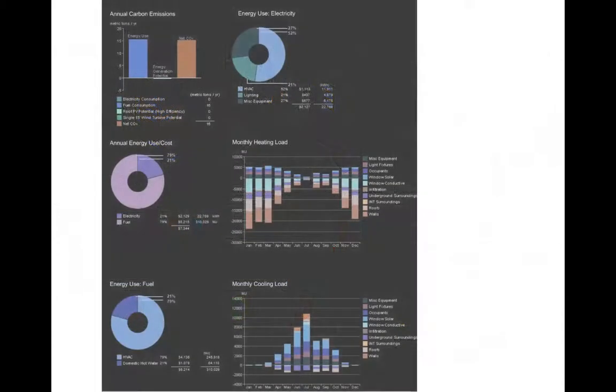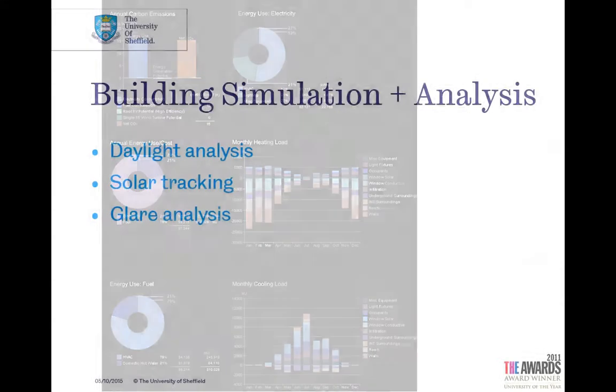So we'll cover that in the course. And these are the kind of outputs you get, where you can break down the energy performance of that building: heating, cooling, lighting, and looking at potential renewable energy usage.